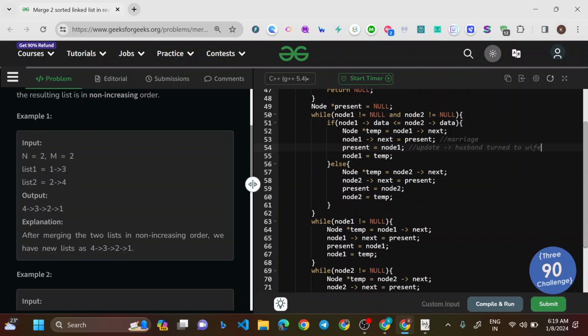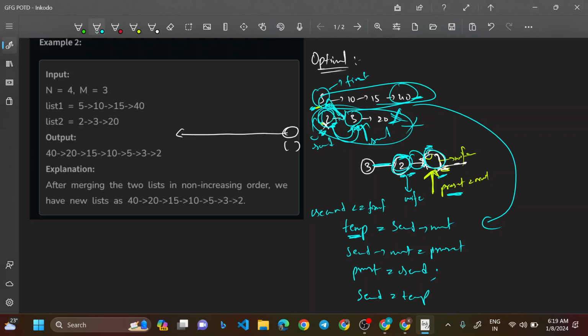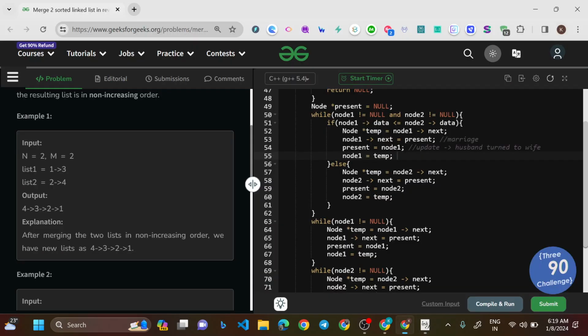Now your node 1 would be temp, because you need to traverse, right? Your work is not done, you must complete the whole linked list. So whatever updation you do, in this case you're dealing with node 1, because node 1 data is less than or equal to node 2 data. So now your node 1 will be temp. This is for further traversal, so you need to update.